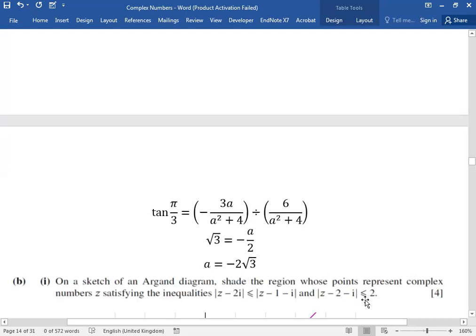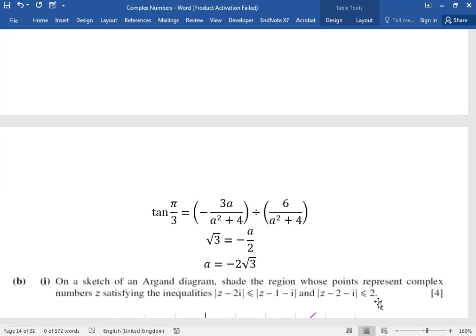What is the next one suggesting? Distance of z from 2 plus iota is lesser than or equal to 2. So what do you do here? The distance from 2 plus iota is 2 or less. Now it has given you a numerical value. Now it is not comparing distances. It has given you a numerical value. The distance from 2 plus iota is 2 units or less.